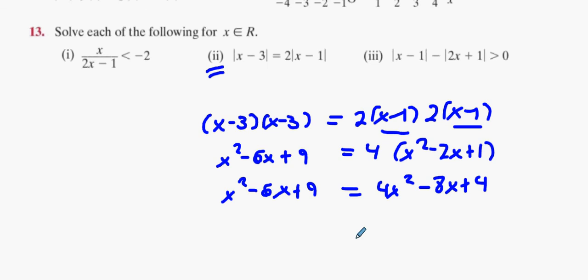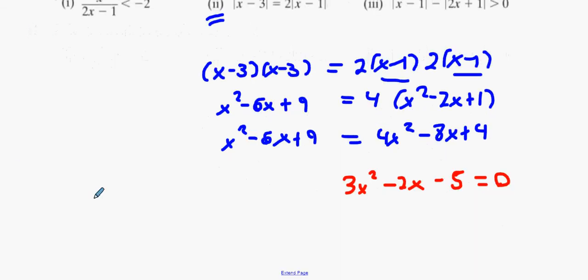Move them all over one side. You should get 3x squared minus 2x. And then 4 take away 9 is minus 5. And this actually works perfectly, because you're going to get 3x squared, is that a plus 5? No. Bring this over to your side. Sorry, I'm doing it over there. Technically, I would have had 0 equals that. Then I'll just move the 0 over to your side. Okay?